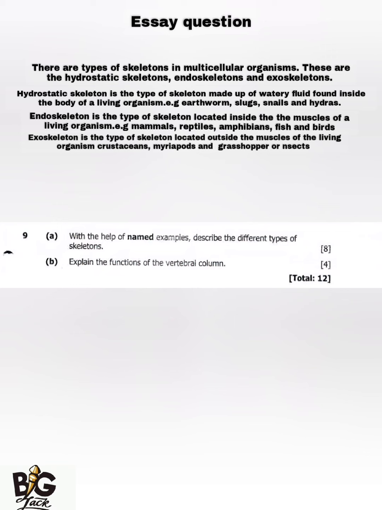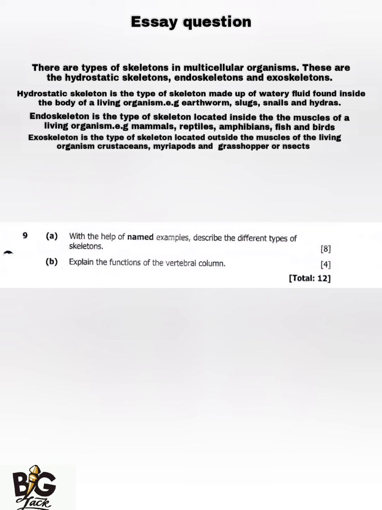Okay, so let me repeat. The exoskeleton is the type of skeleton which is located outside the muscle of the living organism. Examples of organisms that have exoskeletons: the first one here is crustaceans. Apart from crustaceans, we can say millipedes and the insects. Those are examples of living organisms that have exoskeletons. So as for question A, we are done. Let's move on to the next one, which is question B.